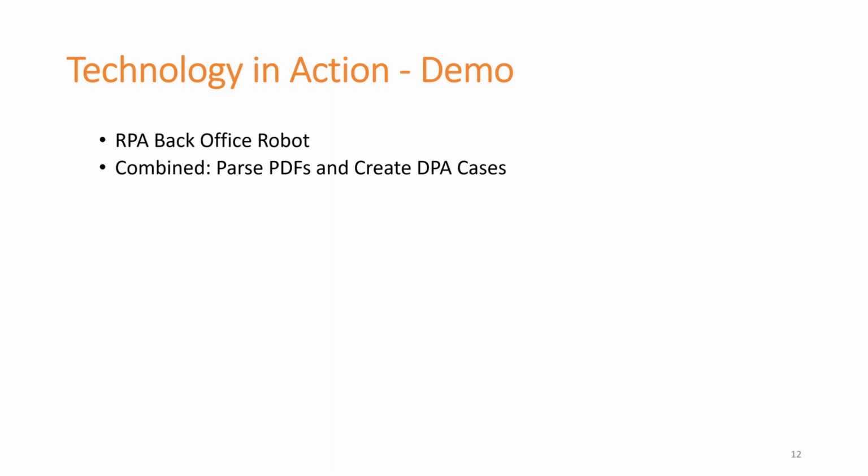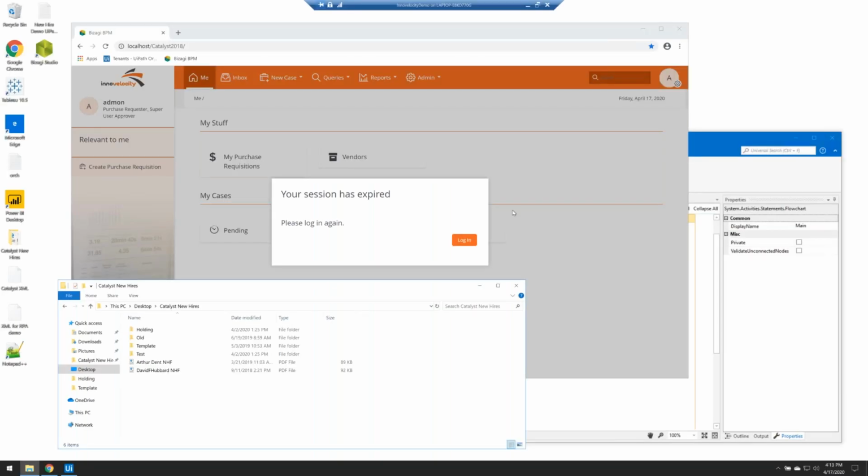So I'm going to show a couple of examples here. I'm going to show one just pure RPA back office robot. In this case, it's going to be collecting a bunch of data from an Excel spreadsheet and going and filling it into a web form that maybe doesn't have an API. And then I'm going to show you a combination of RPA and DPA, where we're going to have a robot go through a bunch of documents that have been dropped off as a PDF on a shared drive and create cases in a DPA system to act upon those.